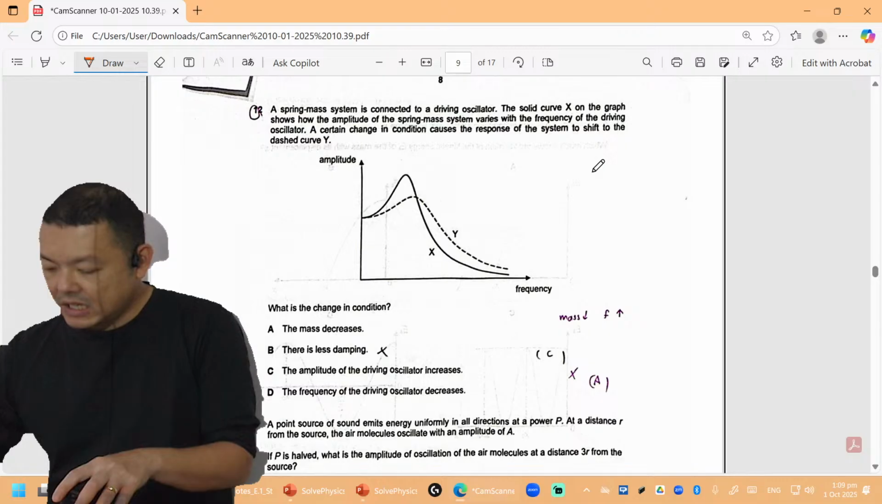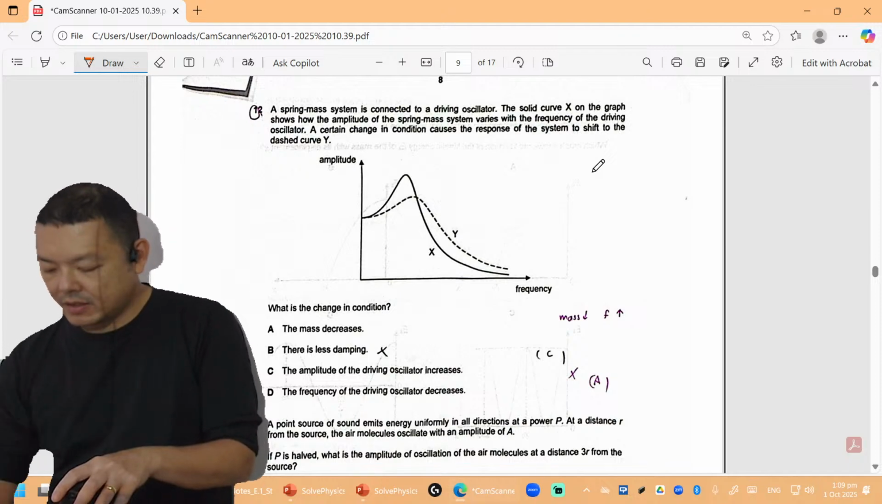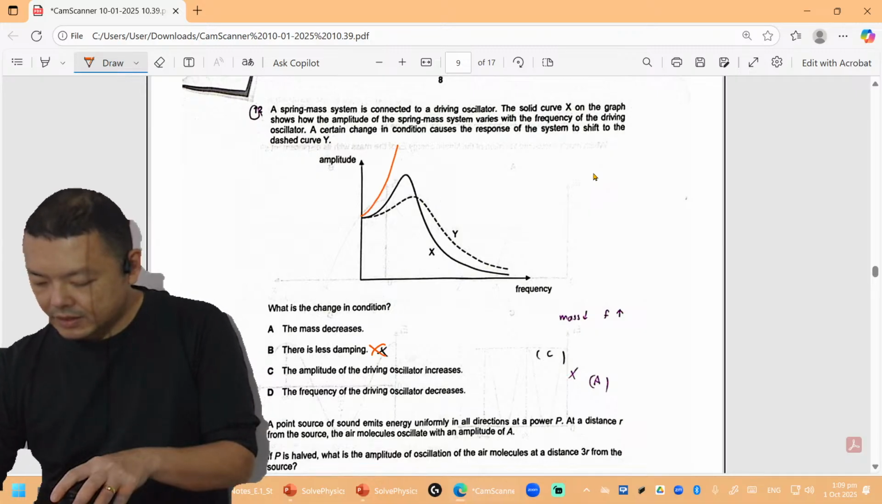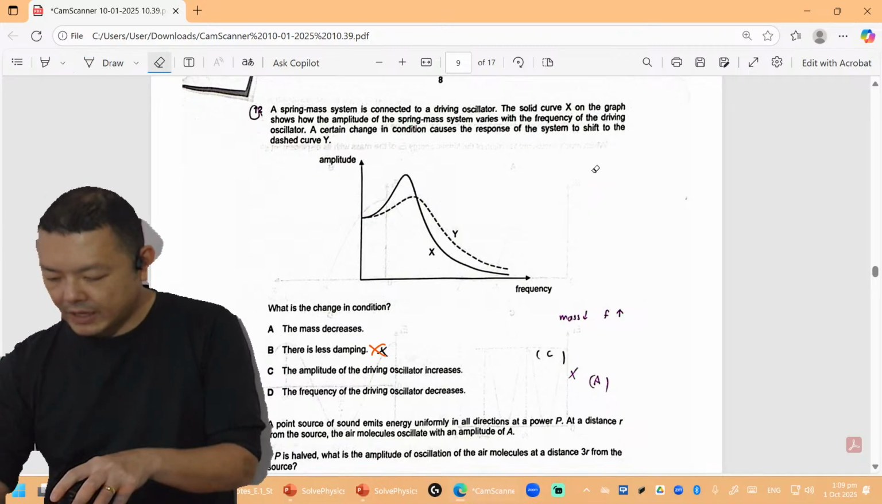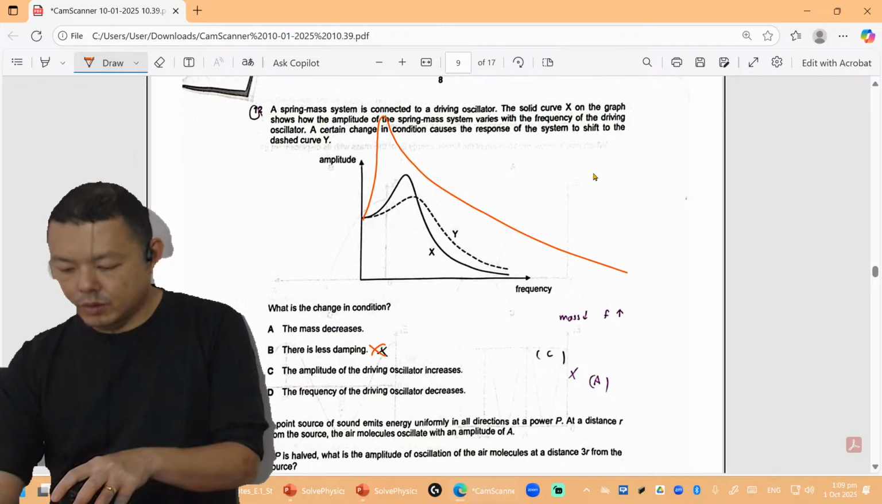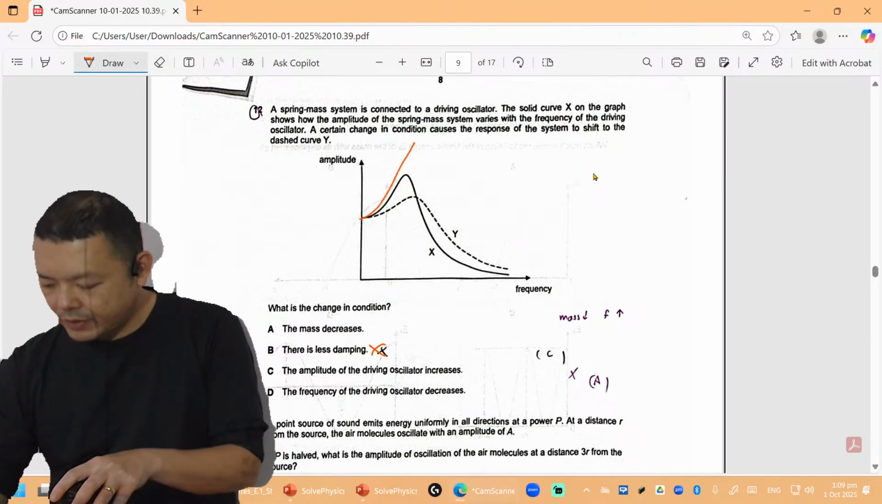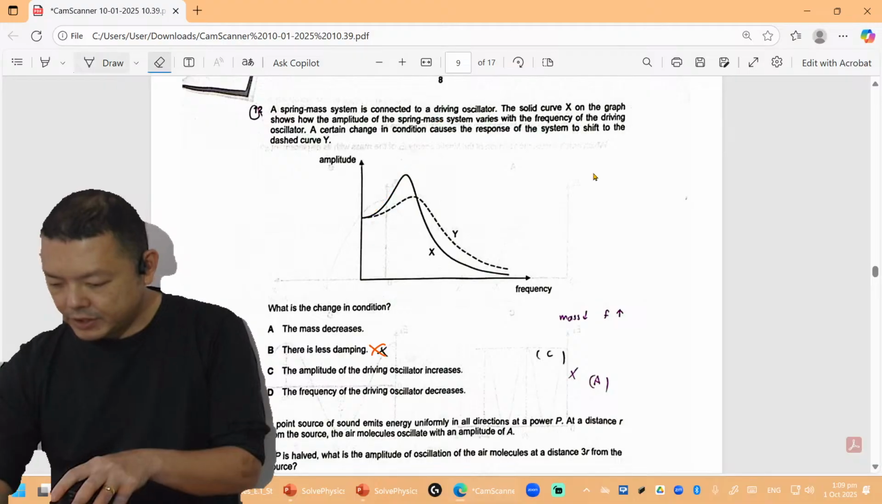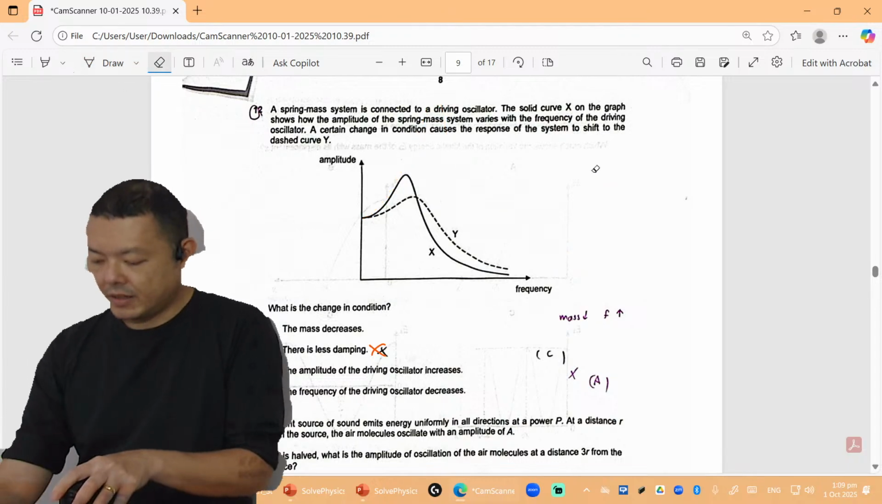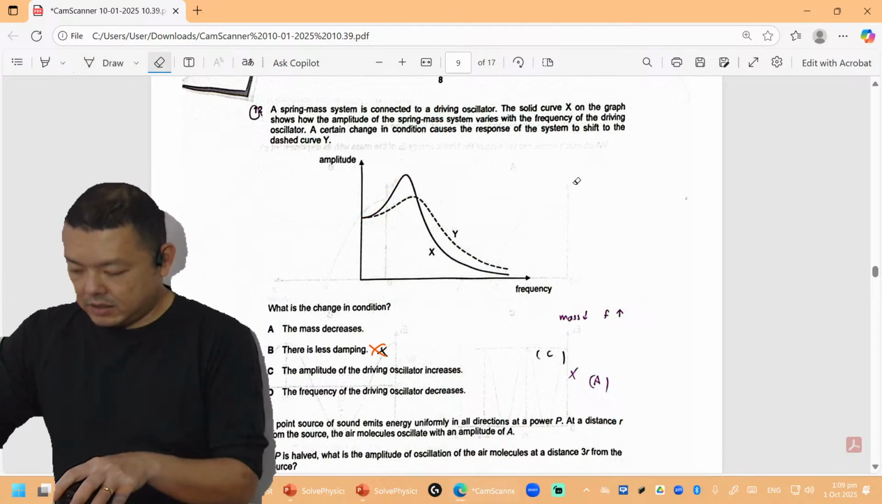What's X? And then later on they say that a certain change causes Y. So it cannot be less damping, like what you said, right? Because less damping would mean that it will X first, then Y. Less damping would mean that your graph should look like this. The resonant frequency should go higher, and then the peak should be sharper as well. So it should go somewhere like that. But it's not.